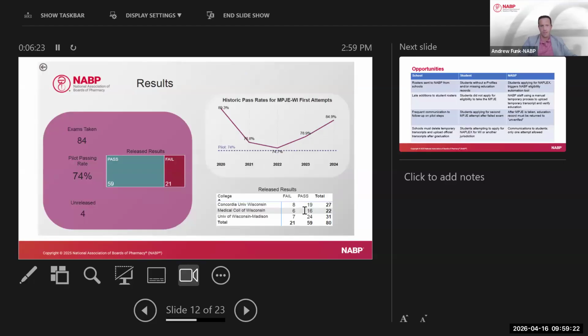Now here's just a graphic illustration of the results and the pass rates that we've already talked about, just showing it in a bar graph. And then we also did break it up by the colleges there in Wisconsin as well.